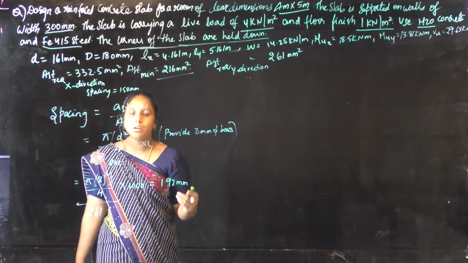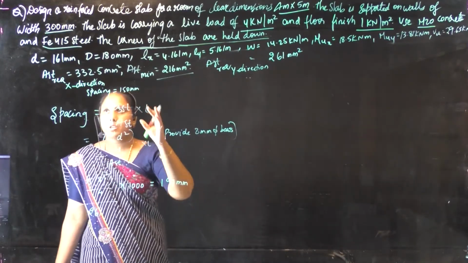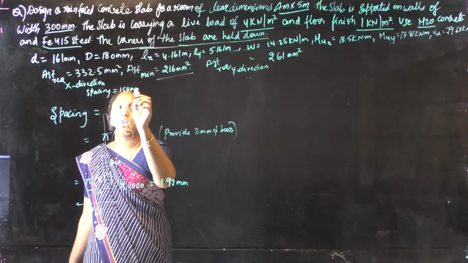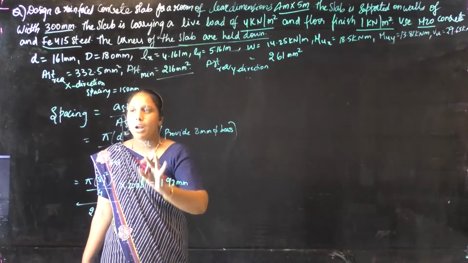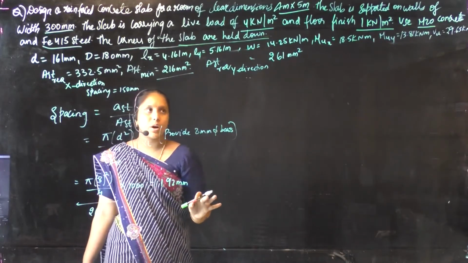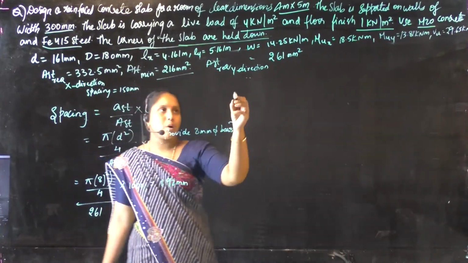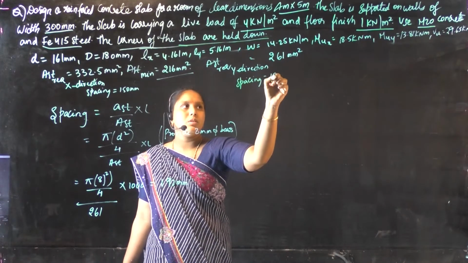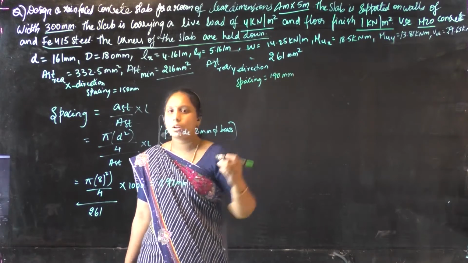Now we have calculated the spacing for the x direction also, and the spacing for the x direction we got as 150 mm, and here for the y direction I got 192 mm. So here I am providing a spacing of 190 mm.